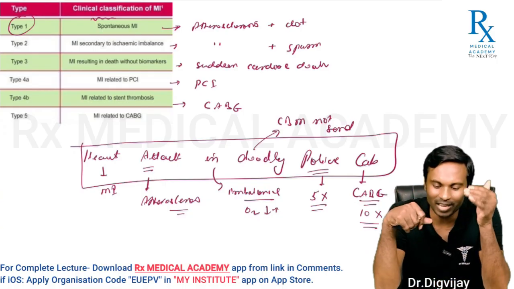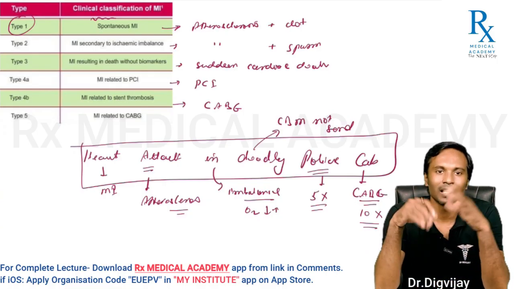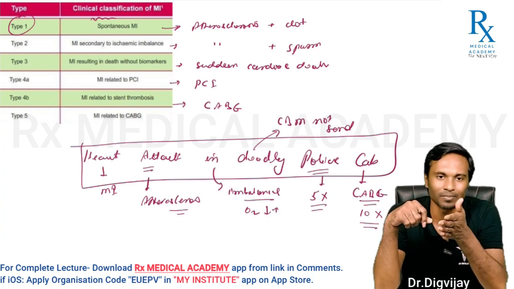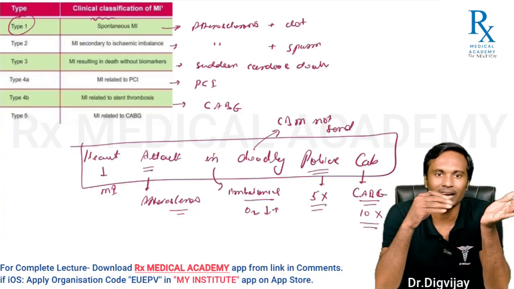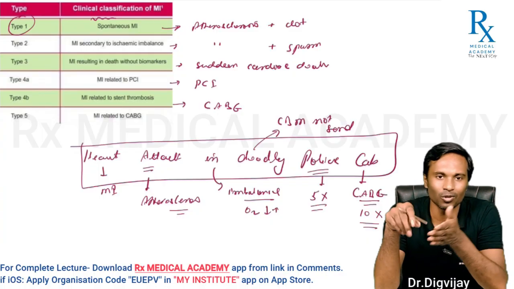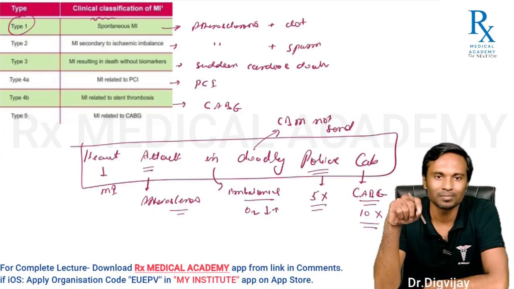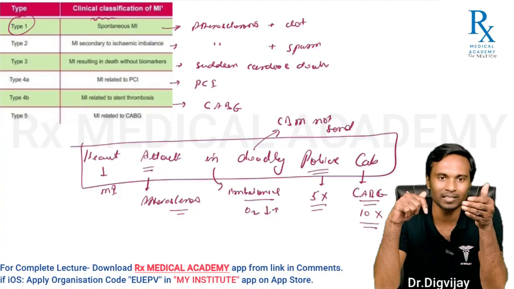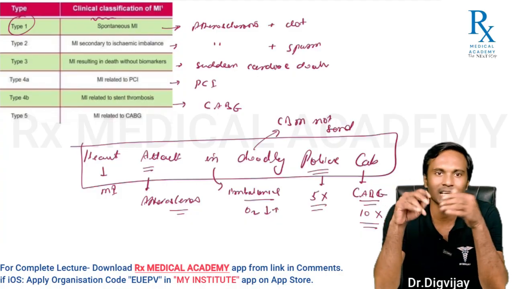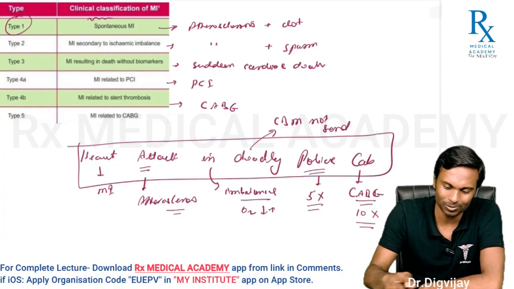So clinically, you have 5 types of myocardial infarction, and this can be memorized with the help of heart attack in deadly police cab. Heart means myocardial infarction, attack means atherosclerosis plus thrombus, in means imbalance of oxygen, and deadly means the patient has expired even before you could send cardiac biomarkers. Police means related to percutaneous intervention, that is angioplasty. Last but not the least, cab means coronary artery bypass graft. Okay.